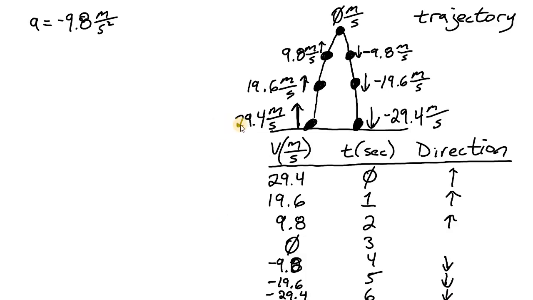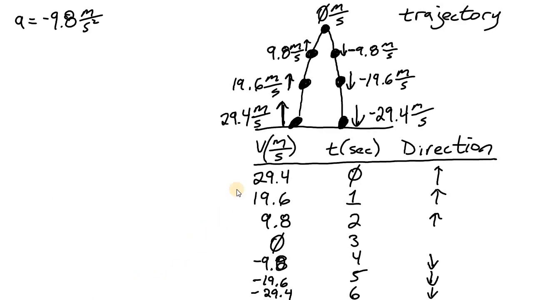Notice, check this out. Look at this symmetry over here. We're launching this object up at 29.4 meters per second. And what is it doing? It's going up to the peak where it just pauses for a brief moment and then it comes down and hits the ground at the same speed, just in the opposite direction. So we actually do have a nice symmetry over here.